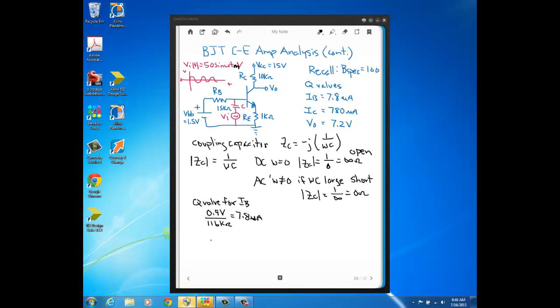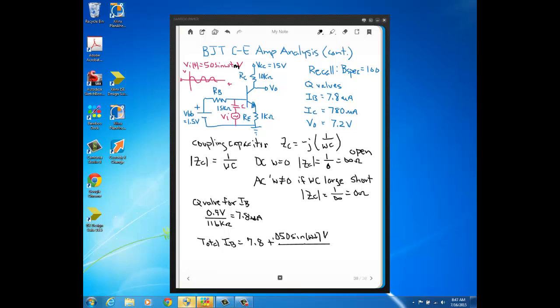So your total IB is just going to be your Q value plus, added on to that, the AC part of the base current, which is going to be your 50 sine omega t millivolts. Remember, this is millivolts. Actually, let's put it in volts. So we'll write it like this. It'd be 0.05 volts, which is 50 millivolts.